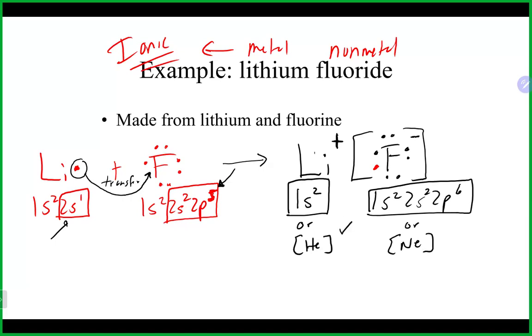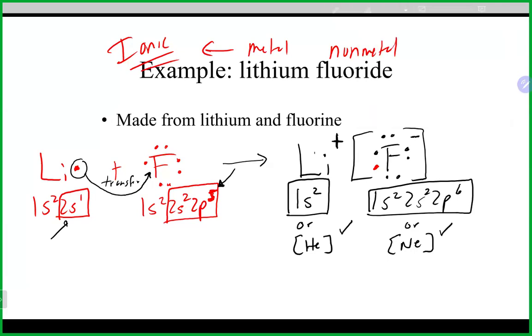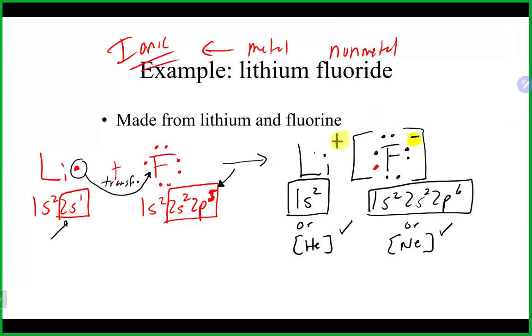So we have now done what we want in terms of bonding. Lithium has achieved noble gas configuration by losing an electron, and fluorine has gained noble gas configuration by accepting that electron from lithium, and now we have a really stable bond. The other thing you should notice when I draw these pictures for ionic bonding is the charges, so you should indicate the charges here.